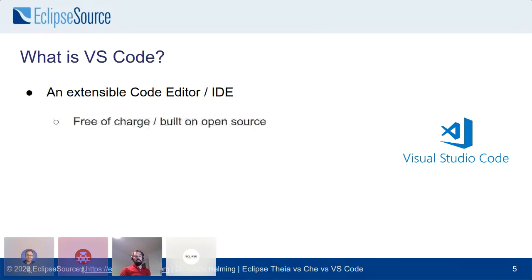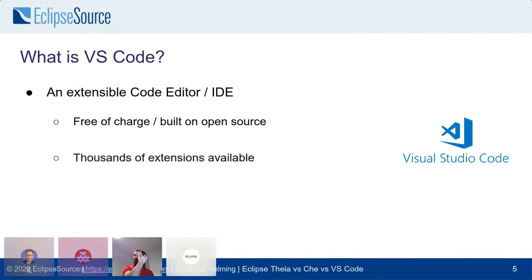It is free of charge, so you can download it and use it for free. It is built on open source. The thing that you download, the downloadable VS Code product itself, is not open source. There are some parts in this download that are actually proprietary, and the final license of the thing that you download is a proprietary license that allows you to use it for free, but it's not strictly open source. However, most of the things that are in VS Code are open source, and we come to that a little bit later in more detail.